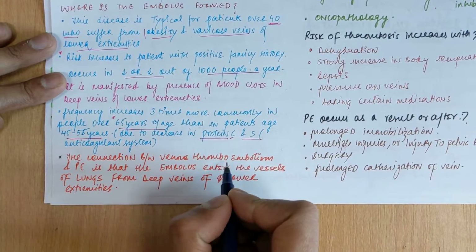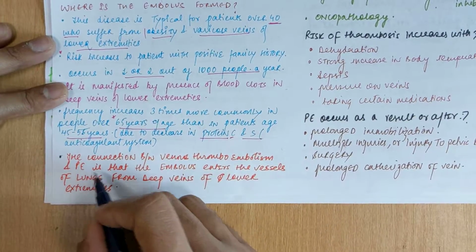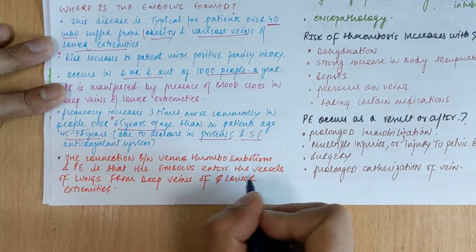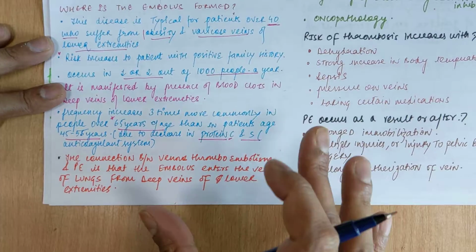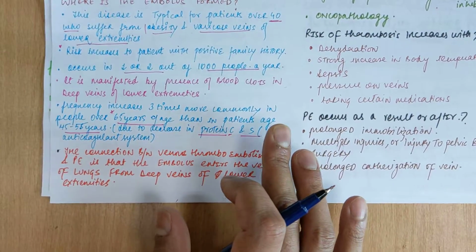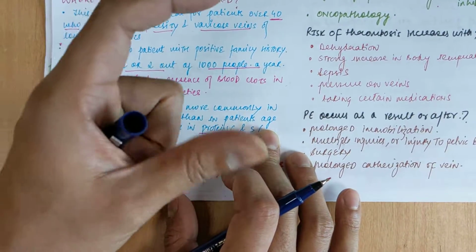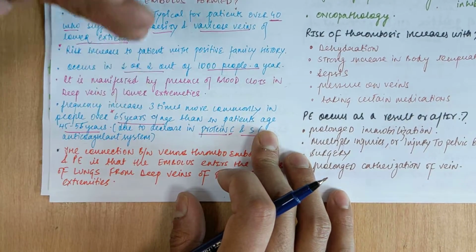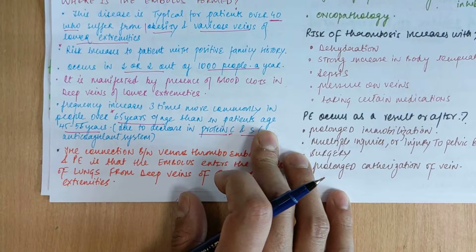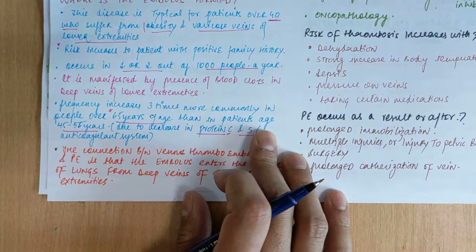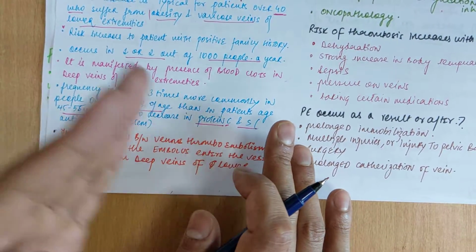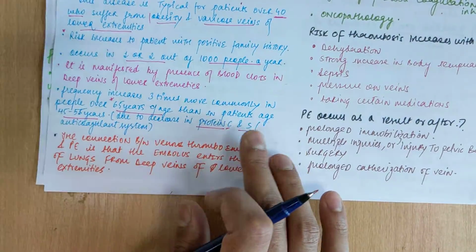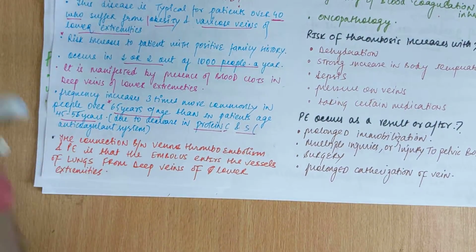Now, the connection between venous thromboembolism and pulmonary embolism is that the embolus enters the vessels of the lungs from the deep veins of the lower extremities, as I told you. So this emboli will first be formed in the deep veins of your legs, and then it will move forward towards the pulmonary vessels, and after reaching the pulmonary vessel, this venous thromboembolism will be named pulmonary embolism. So the origination is actually from the lower extremities.